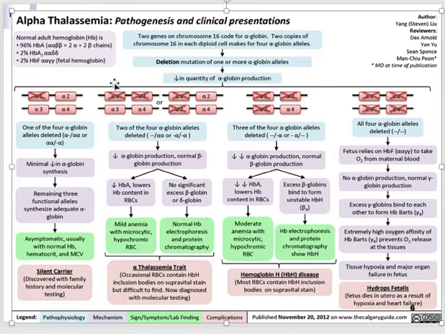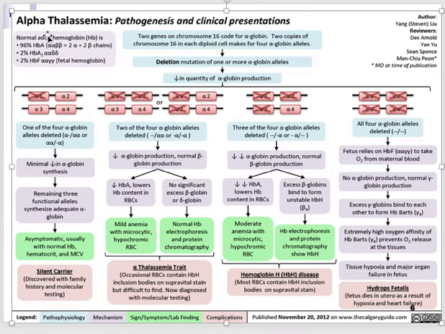So when just one allele is defective, what is going to happen? They are clinically silent because they have normal hemoglobin and even normal MCV. One of the four alpha globin alleles is deleted, which could be in any fashion. So there is a minimal decrease in alpha globin synthesis. The remaining three functional alleles synthesize adequate alpha globin. So simply, they are the silent carriers.